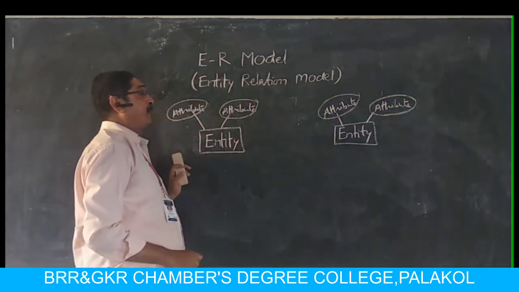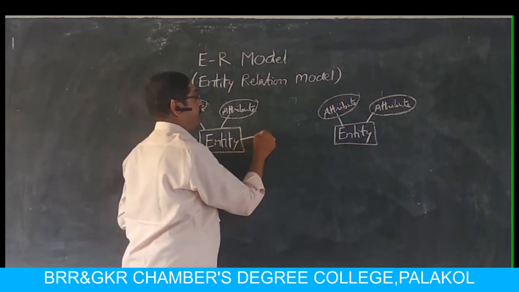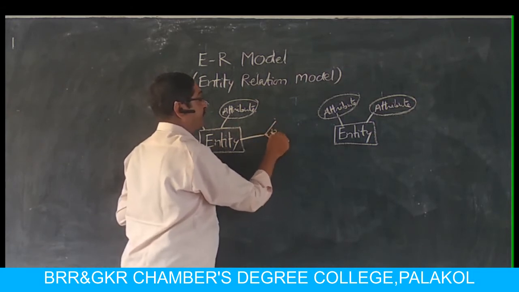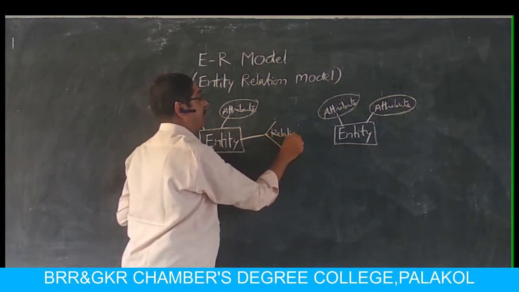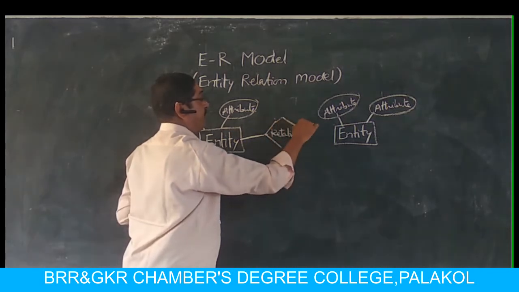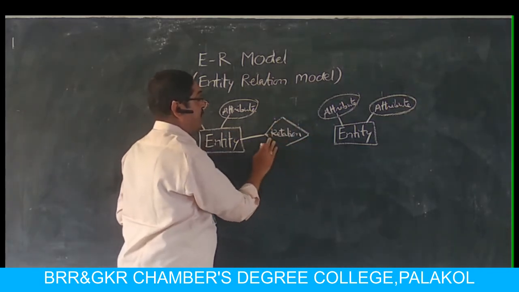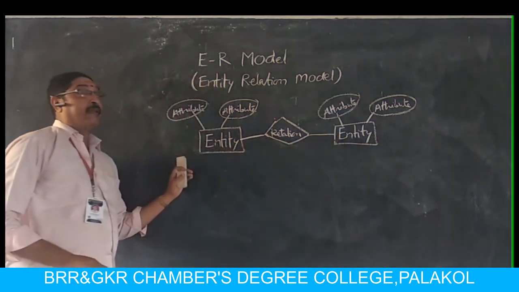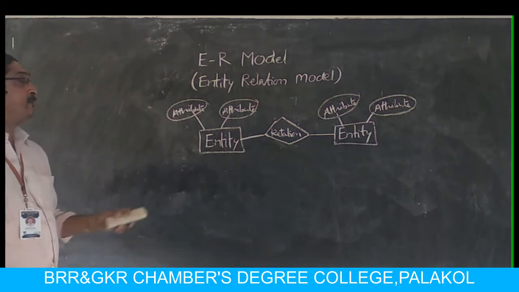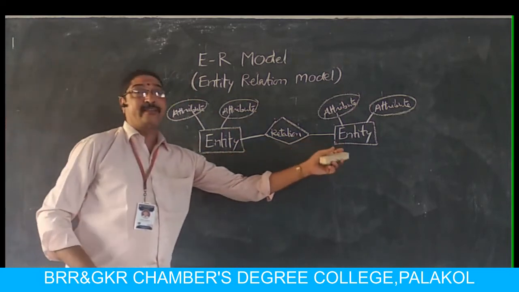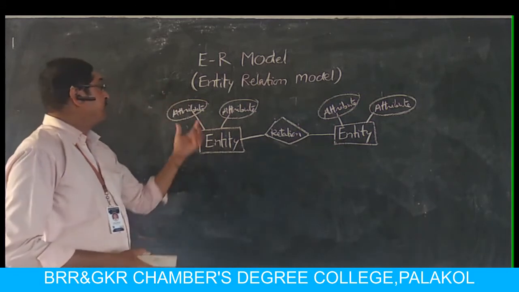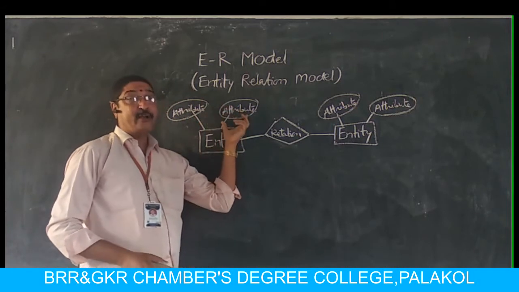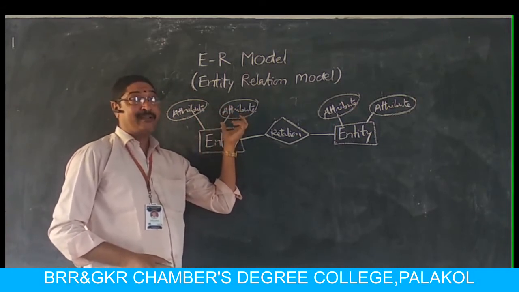And here I am representing relation also. So the relation will be represented with the help of this diamond. Please observe the diagram. Here this shows two entities and these two are the details of this entity. So these two are the attributes. Attributes must be represented in these ovals, in these circles.